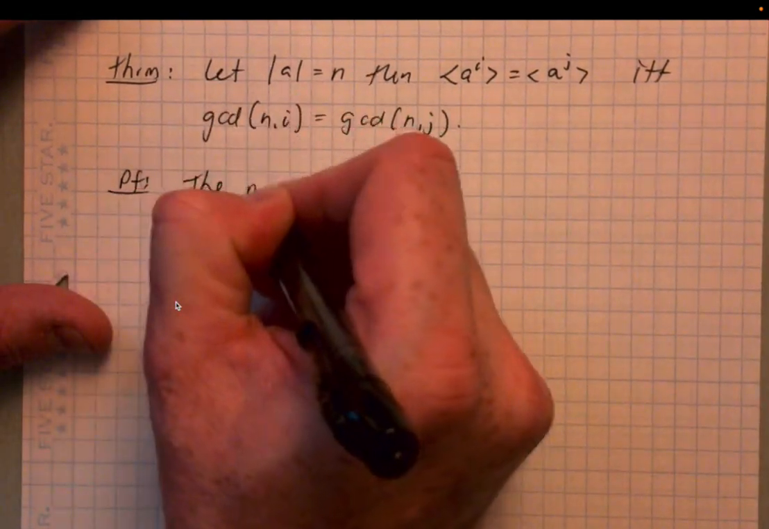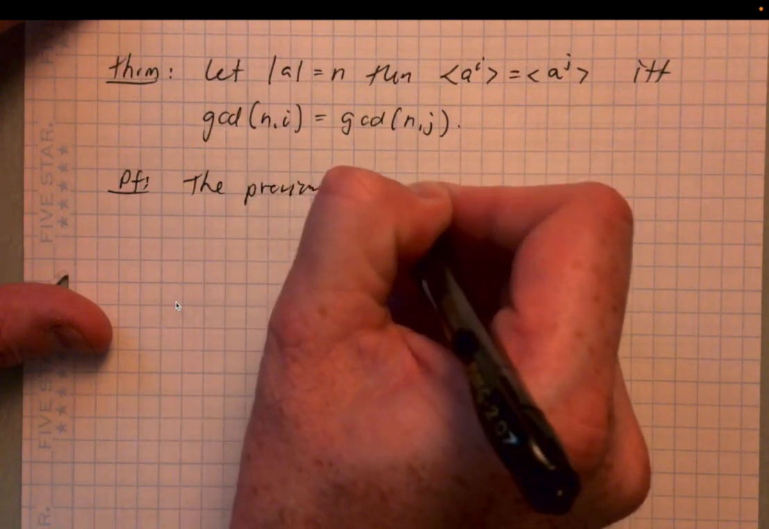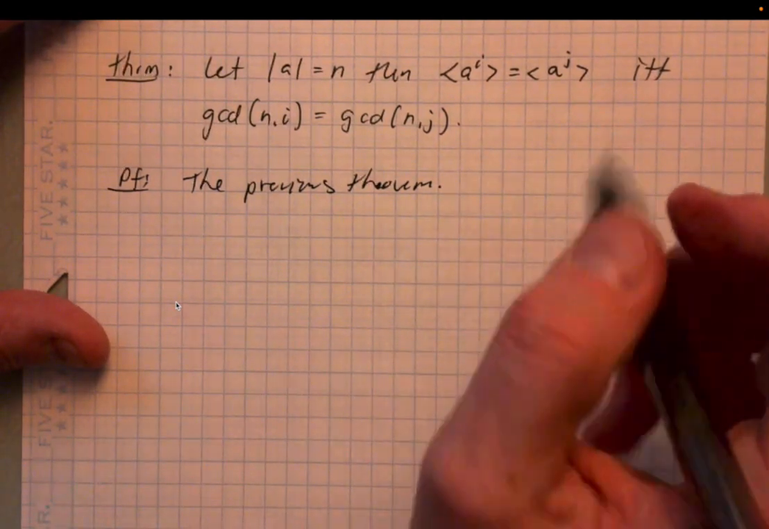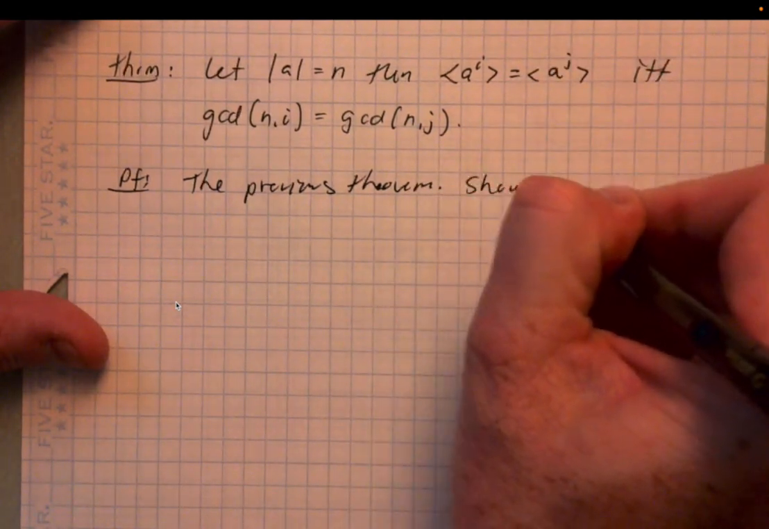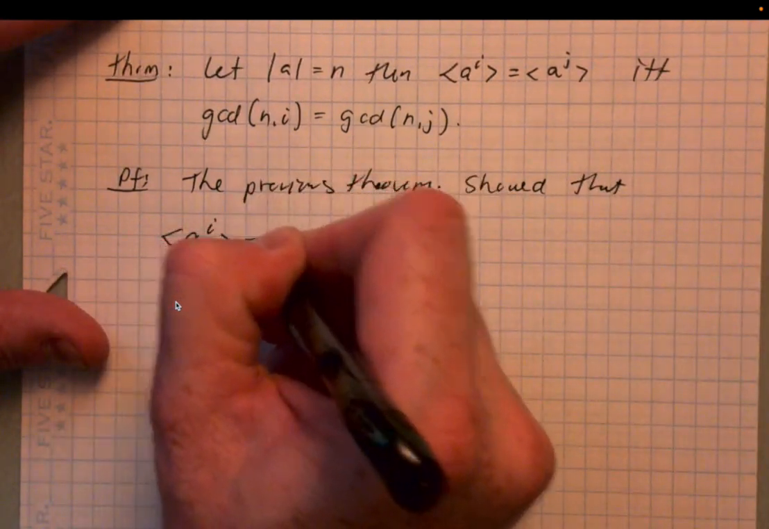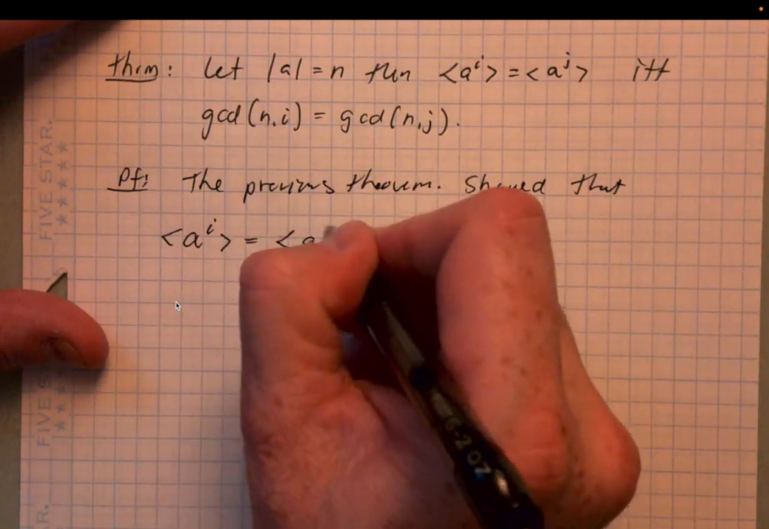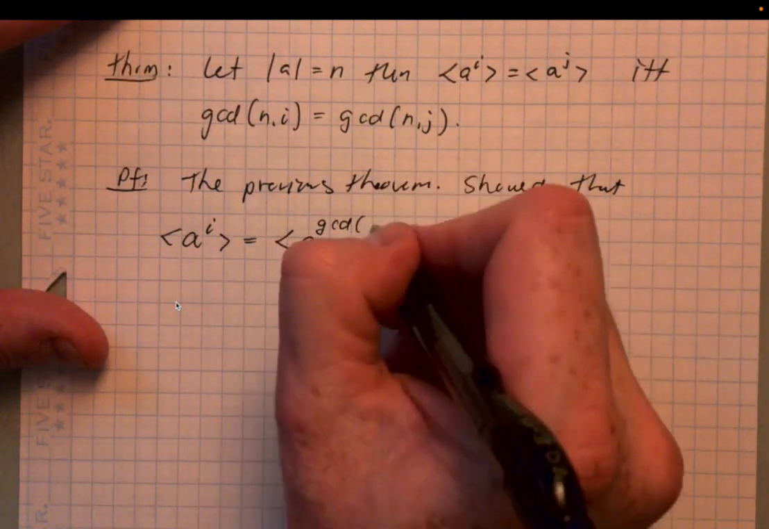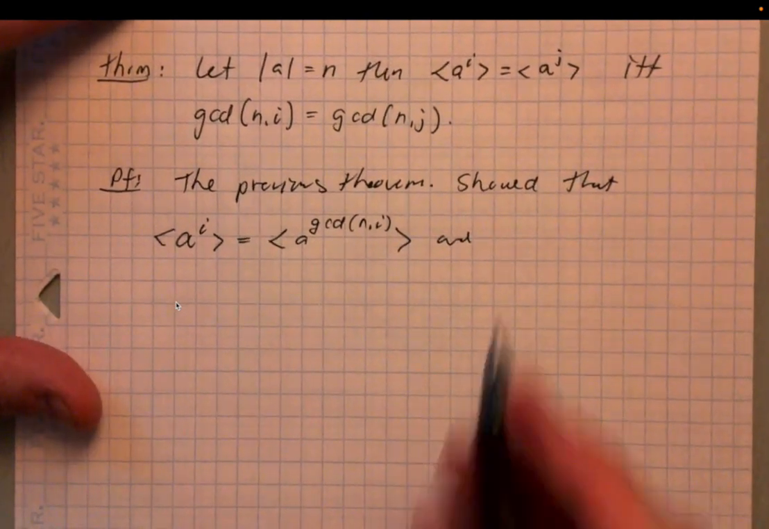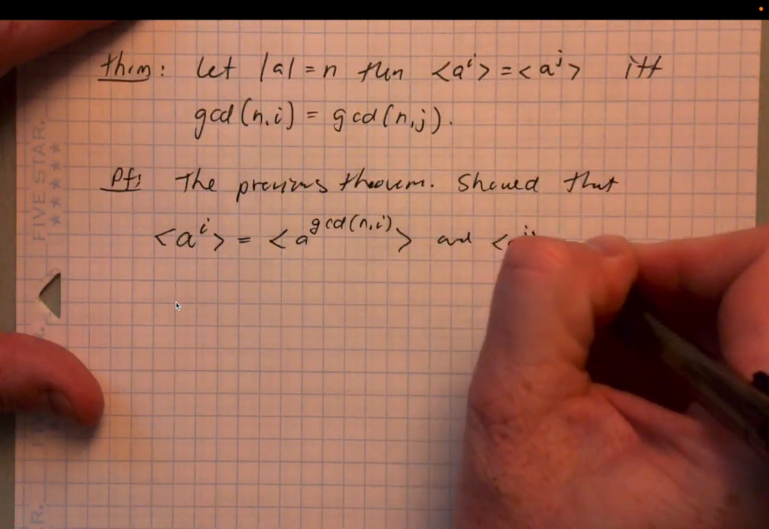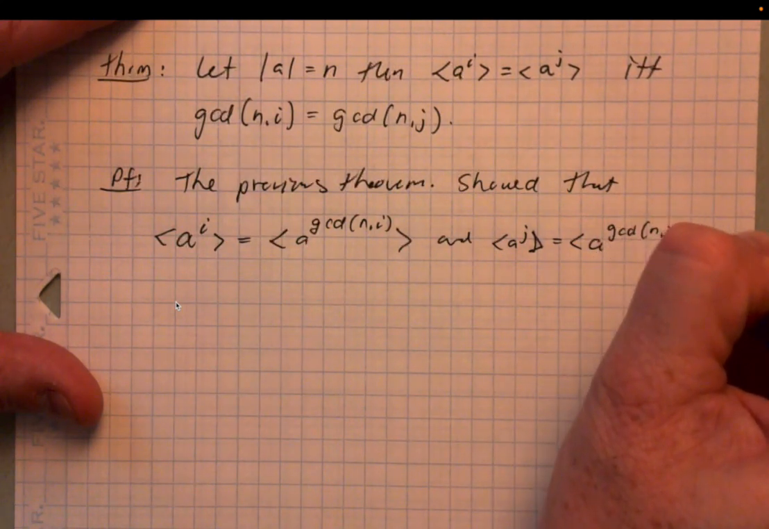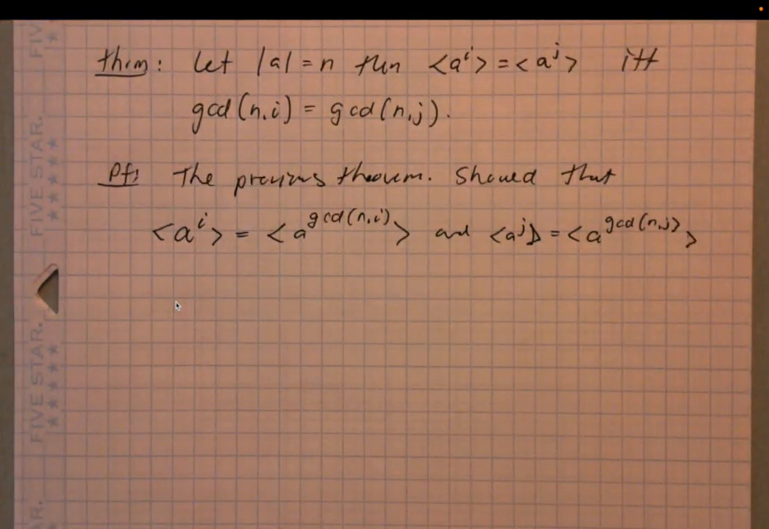So the previous theorem, which of course, if you're jumping into just part B of the lecture, you should definitely go watch part A because that one's important. The previous theorem showed that the group generated by a to the i was equal to the group generated by a raised to the GCD of n and i. And of course, the same thing for the j group. Okay, and so we showed this.